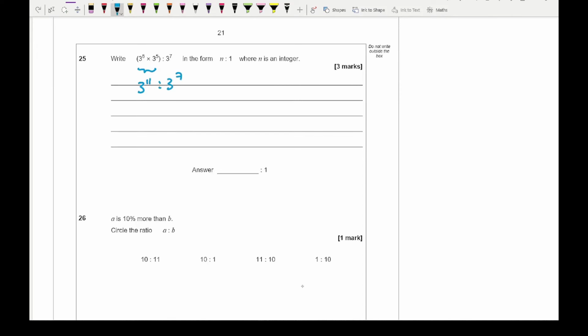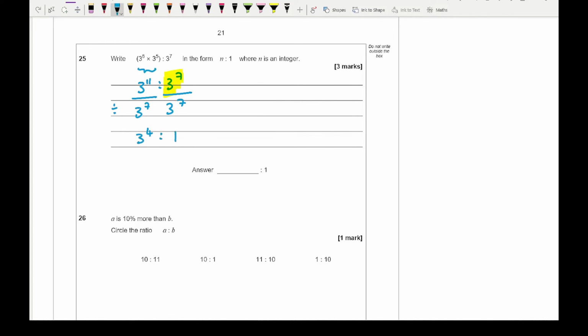Now what we then need to do is we want to make this second number equal to 1. Now how do we do that? Well, we divide both numbers by 3 to the power of 7. So when we're dividing, what do we do to the powers? Well, we take away. So 11 take away 7 is 4. So it's going to be 3 to the power of 4 to 1.